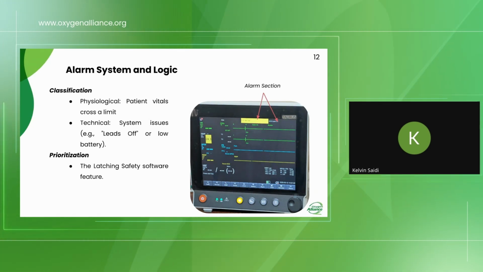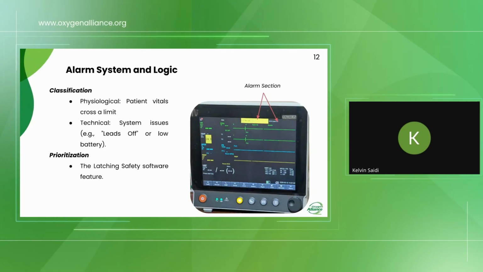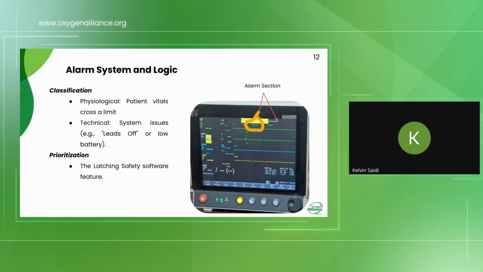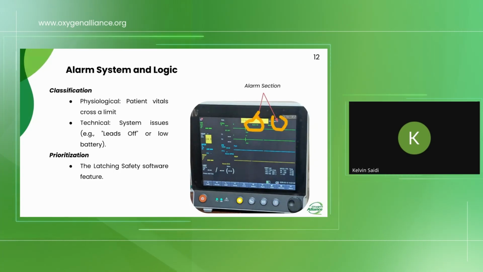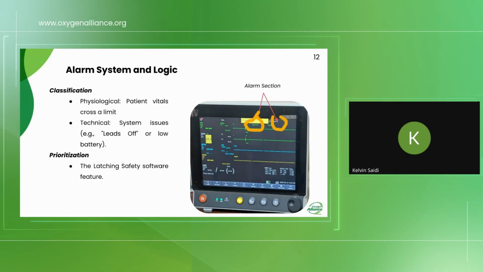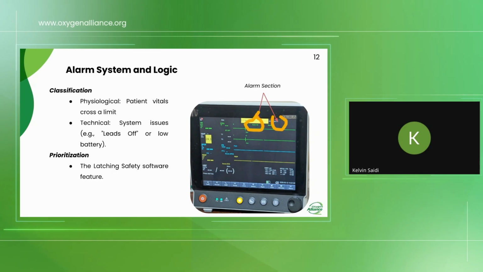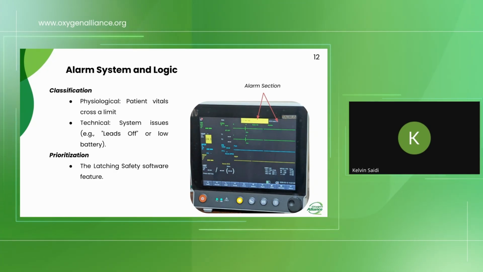In the picture below, you have an alarm section. This section is for the physiological alarms, and this section is for the technical alarms. It is also important to note that this can change according to the patient monitor you are using.